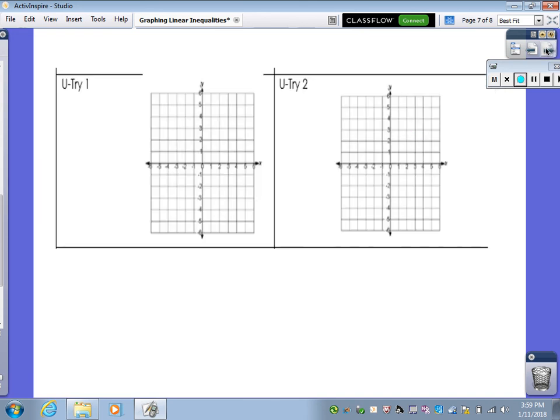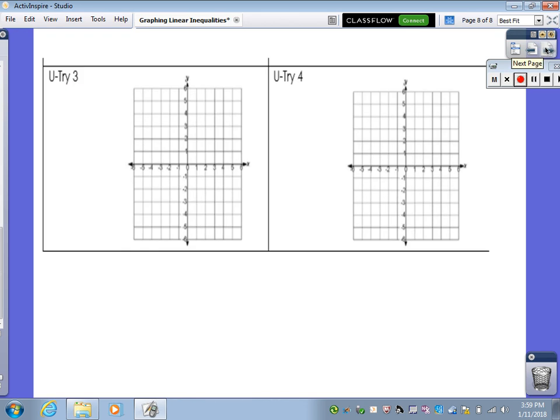All right, getting into the you tries, go back and do the last two on the front, and then you're going to graph these. Take a second and write those down. And then you try 3. And you try 4 is a nice challenge, but if you don't overthink it, you'll be fine. Have those done in class, and we'll talk more about what the solutions mean later.